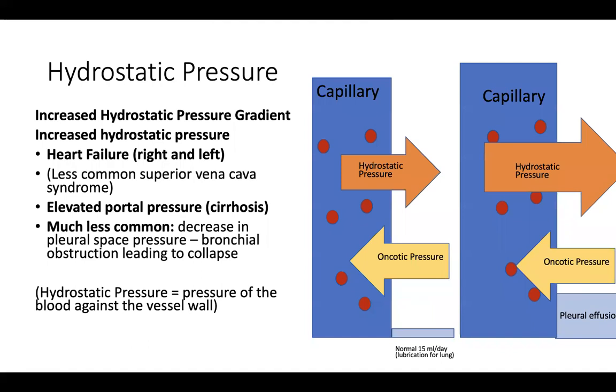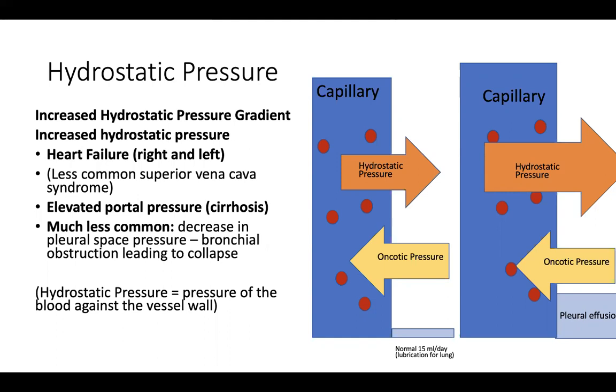Thinking back to physiology, hydrostatic pressure is the pressure of the blood against the vessel wall. We often think of increased hydrostatic pressure as something that might raise your blood pressure. In the diagram on the right, we've got our capillary and our hydrostatic pressure, which is normally balanced by our oncotic pressure going the opposite way, giving the 15 mils per day that we talked about. If something increases hydrostatic pressure, classically heart failure, we get a disruption in the balance between our forces, fluid is pushed out, and a buildup causes a pleural effusion.